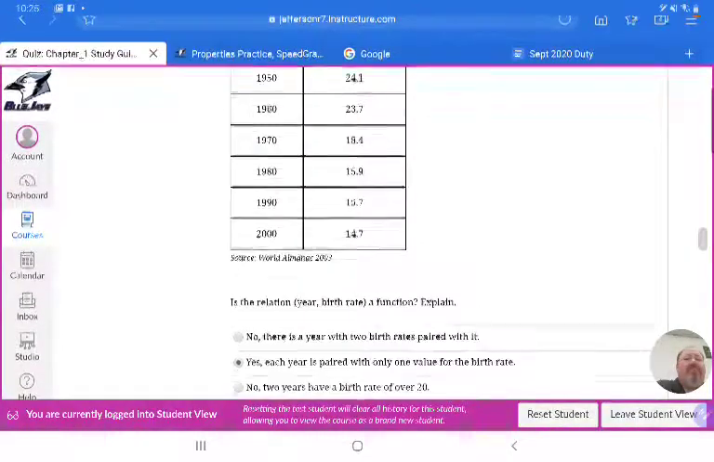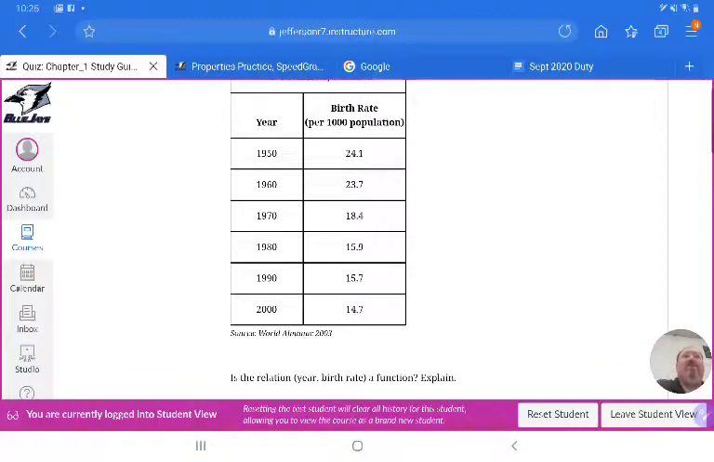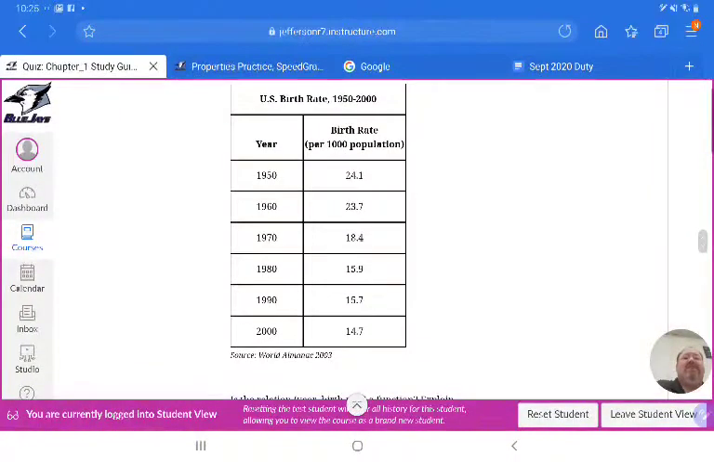No. The way you have to look at this is, remember that to make a function, a domain can only be matched with one range, okay? Your domains are your x's, right? And your ranges are your y's. So in this case, years would be my x's, birth rate would be my y's. Do any of those years go with different birth rates? So like 1950, there's only one 1950, so it goes to one birth rate.